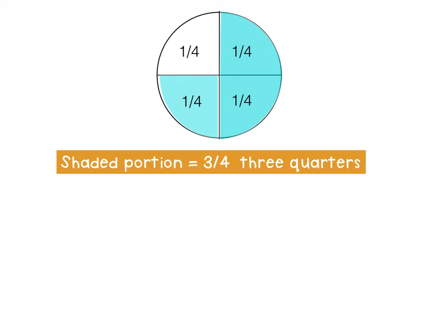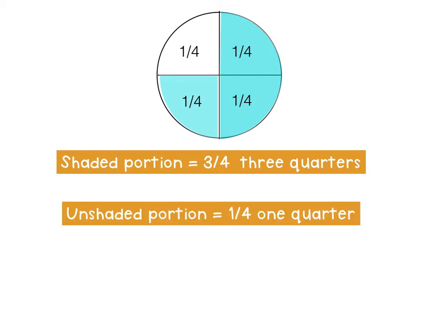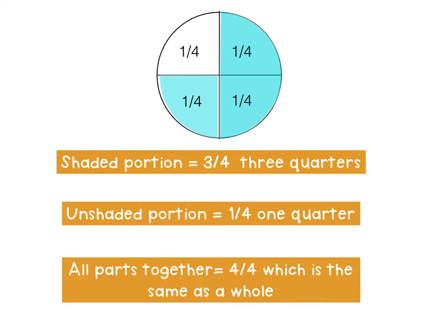You may also ask, what fraction of the circle is not shaded? And the learners would respond, 1 over 4, or they can say 1/4. All of the parts of the circle together could be written as 4 over 4, which is the same as a whole.